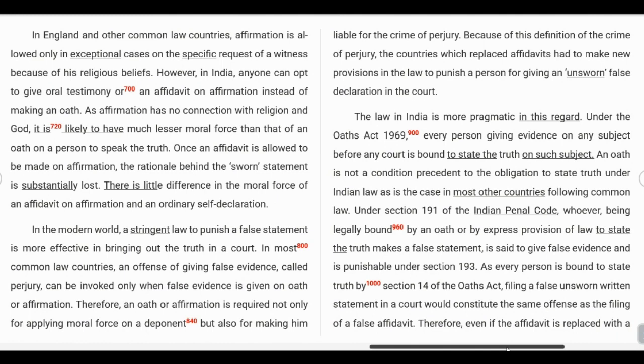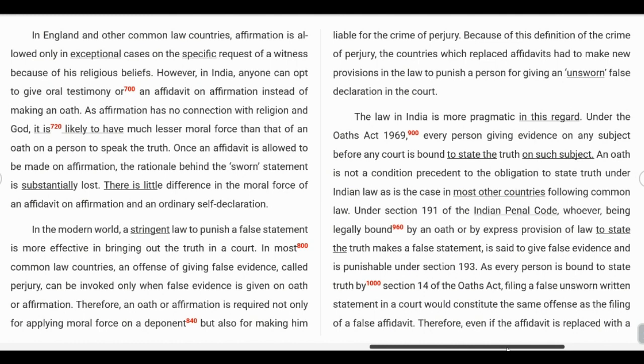In England and other common law countries, affirmation is allowed only in exceptional cases on the specific request of a witness because of his religious beliefs. However, in India, anyone can opt to give oral testimony or an affidavit on affirmation instead of making an oath, as affirmation has no connection with religion and God.